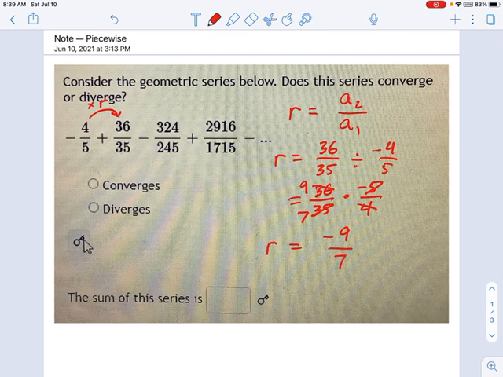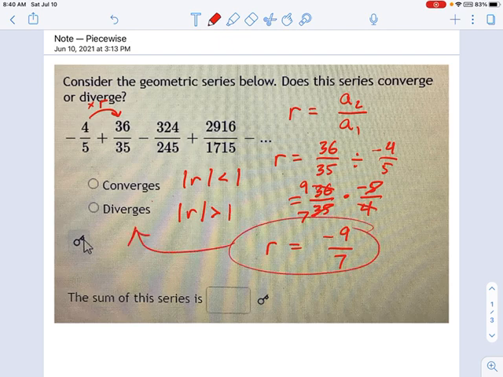That's very important. That tells us whether it's converging or diverging. Remember what the requirement is for converging. The absolute value of R has to be less than 1. And if it's diverging, the absolute value of R is greater than 1. So if you look at this over here, you can see that this is diverging because the absolute value of R is greater than 1.